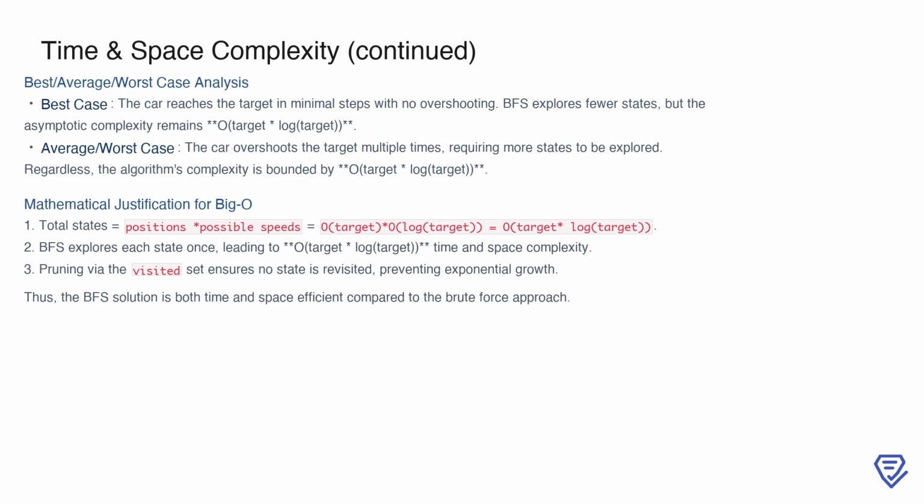This efficiency stems from the mathematical structure of the problem. The total number of states is the product of the possible positions and the possible speeds, yielding O(target) multiplied by O(log target), which simplifies to O(target log target). Since BFS explores each state exactly once and avoids revisits through the visited set, the algorithm prevents the exponential growth seen in brute force approaches. This makes the BFS solution both time and space efficient for solving the racecar problem.